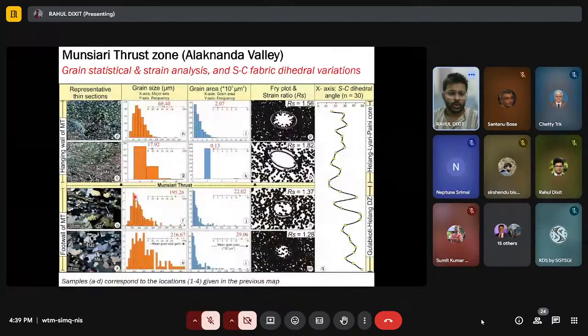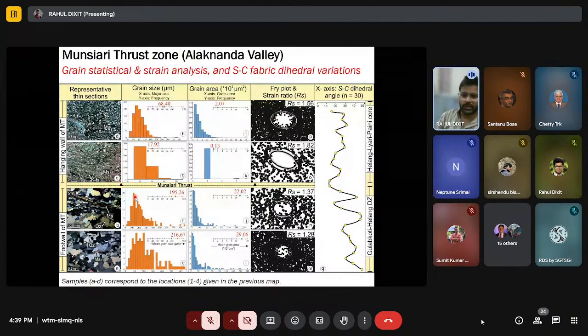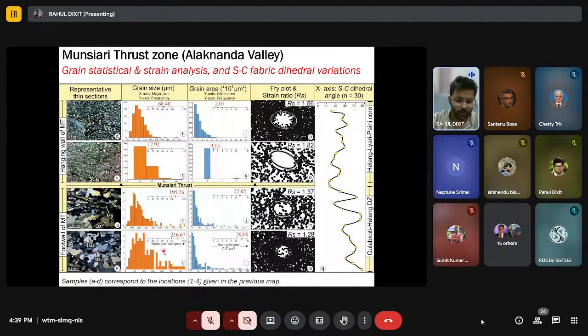Now, along with that, we also tried to perform the grain statistical and strain analysis, and SC fabric dihedral variations. For that, we took a few samples from the footwall of the Munshari thrust, and a few samples from the hanging wall also, and then we did the grain size and grain area analysis along with the strain estimation. Now all of this was also combined with the SC fabric dihedral angle variation. As we are aware that the Munshari thrust is present here, as we approach closer to the Munshari thrust, right from the damage zone towards the core, the overall strain will increase.